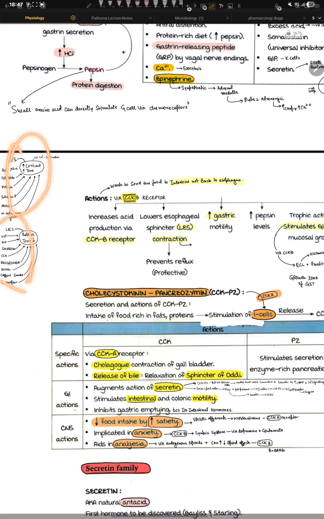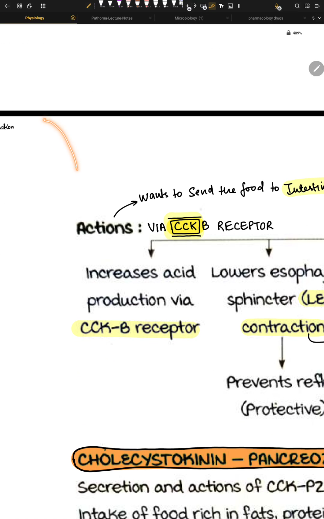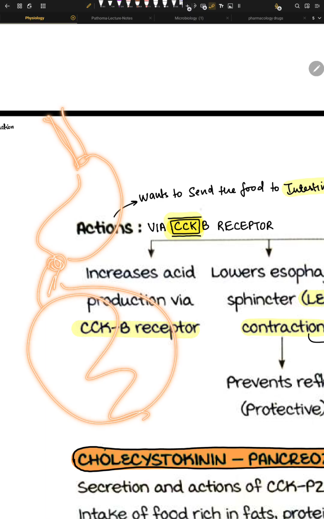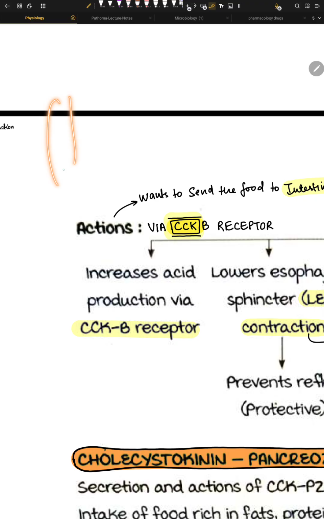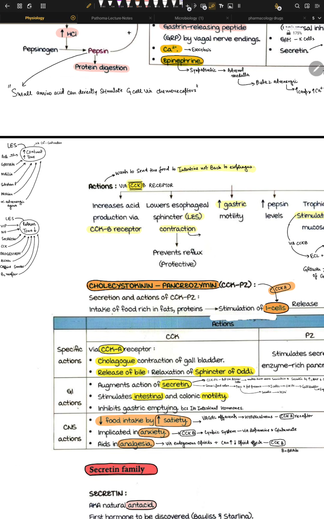LES, this is the lower esophageal sphincter. It is present right here. This is your esophagus, this is your food pipe, this is your stomach, this is your duodenum starting. This is your small intestine, and this is your big intestine. Right here is your lower esophageal sphincter. This is where your food is supposed to pass through. If this sphincter is really weak, the content of the stomach, the acidic chyme, can go back, and it can lead to squamous cell carcinoma of the esophagus.